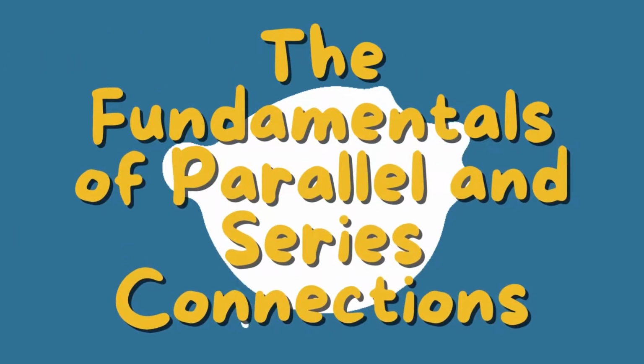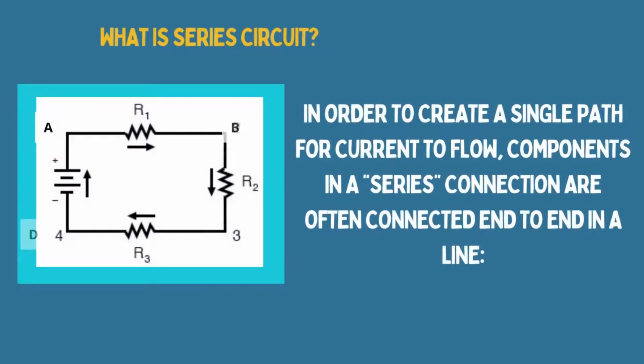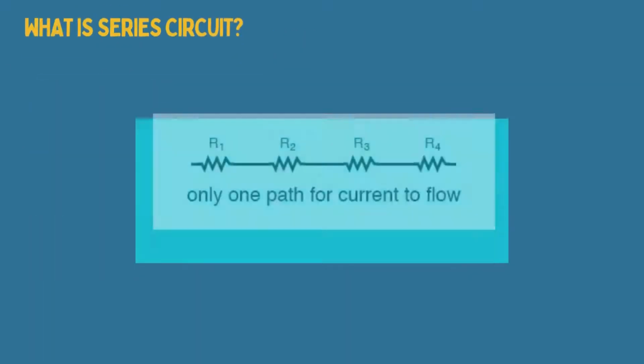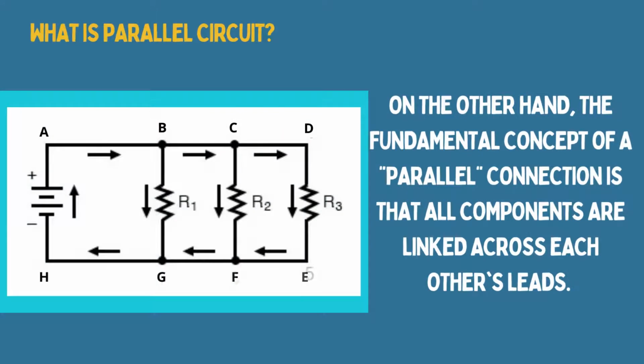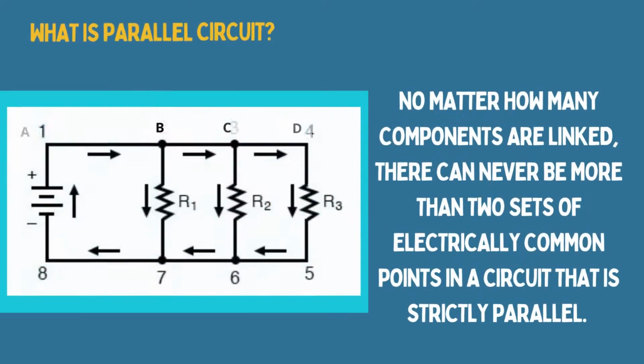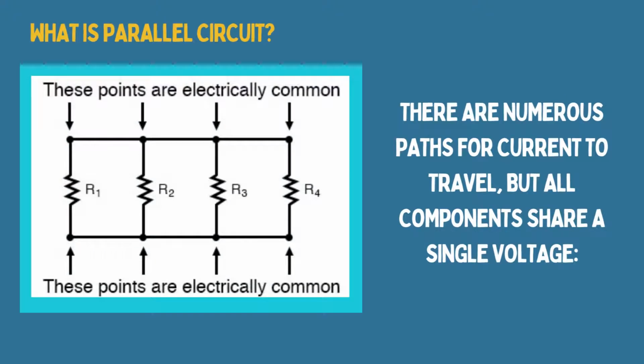The fundamentals of parallel and series connections. In order to create a single path for current to flow, components in a series connection are often connected end to end in a line. On the other hand, the fundamental concept of a parallel connection is that all components are linked across each other's leads. No matter how many components are linked, there can never be more than two sets of electrically common points in a circuit that is strictly parallel. There are numerous paths for current to travel, but all components share a single voltage.